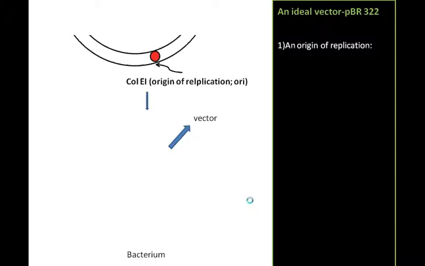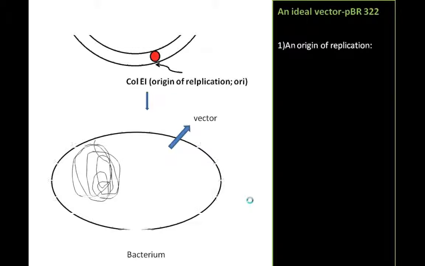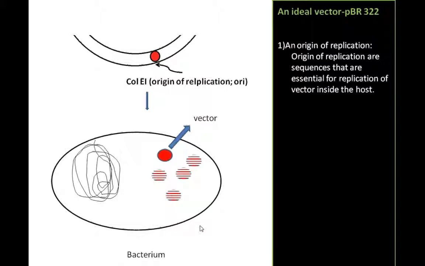Why do we need an ORI, origin of replication? Usually our host is a bacterium. You can see the genomic DNA, bacterial DNA right here. We are introducing our vector by transformation. So an ORI, origin of replication, is a sequence that is required for replication of this vector inside the host.